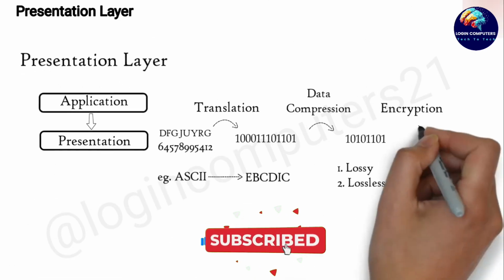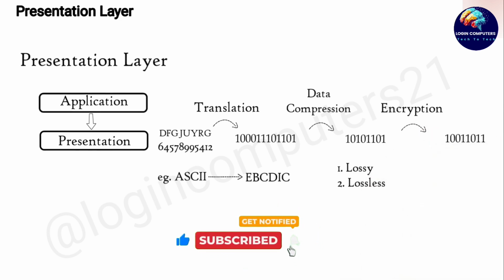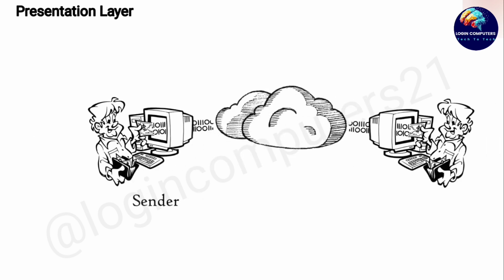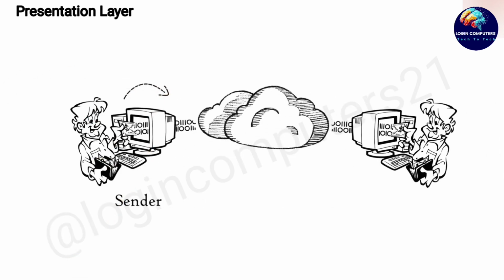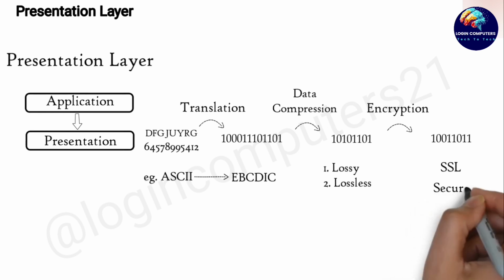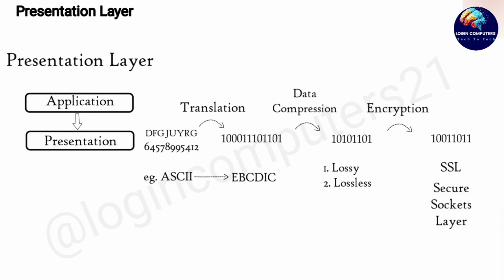To maintain the integrity of data before transmission, data is encrypted. Encryption enhances the security of sensitive data. At the sender side, data is encrypted, and at the receiver side, data is decrypted. The SSL protocol, or Secure Socket Layer, is used in the presentation layer for encryption and decryption. So the presentation layer performs three basic functions: translation, compression, and encryption or decryption.